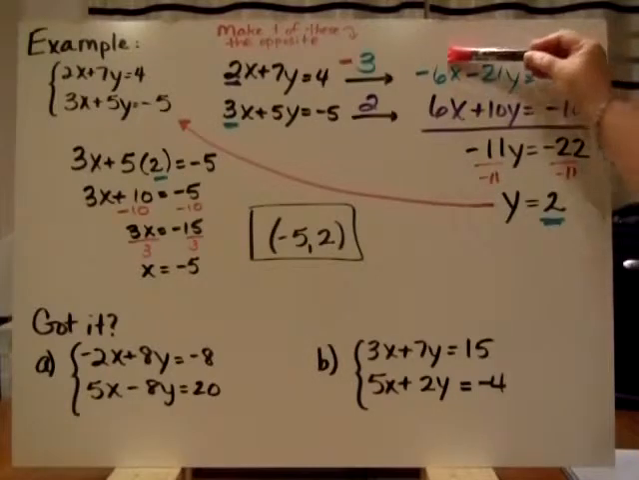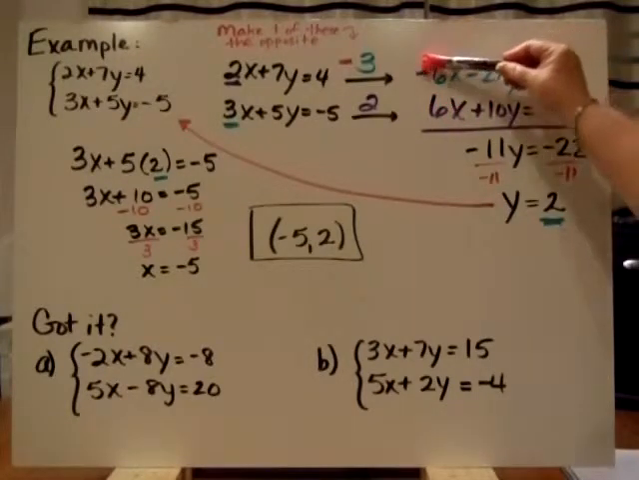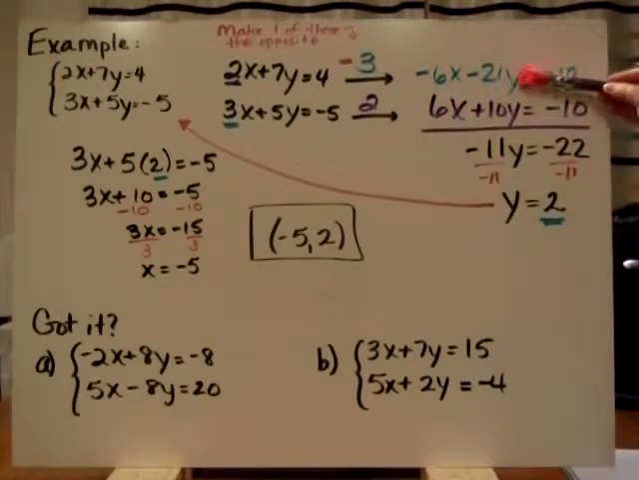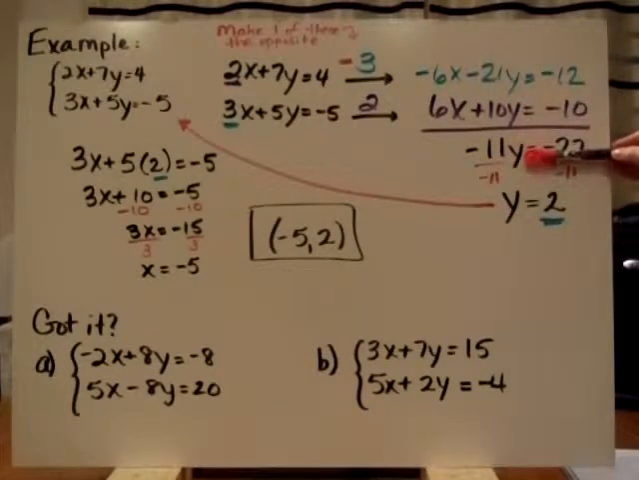When I add these, negative 6 and positive 6 cancel, so that goes away. Negative 21 plus 10 gives me a negative 11y. Negative 12 plus a negative 10 gives me a negative 22. Divide both sides by a negative 11 and I get y equals 2.